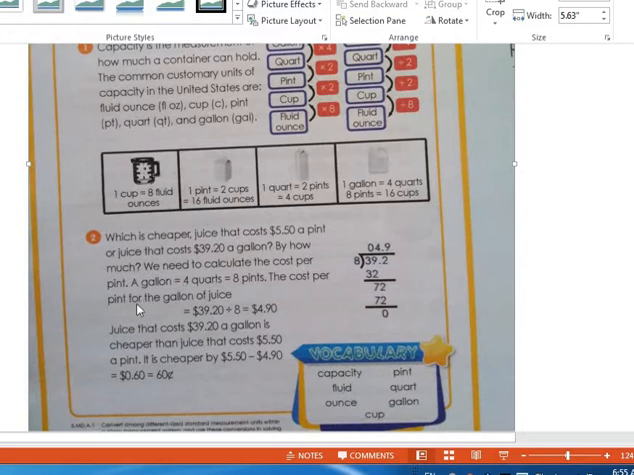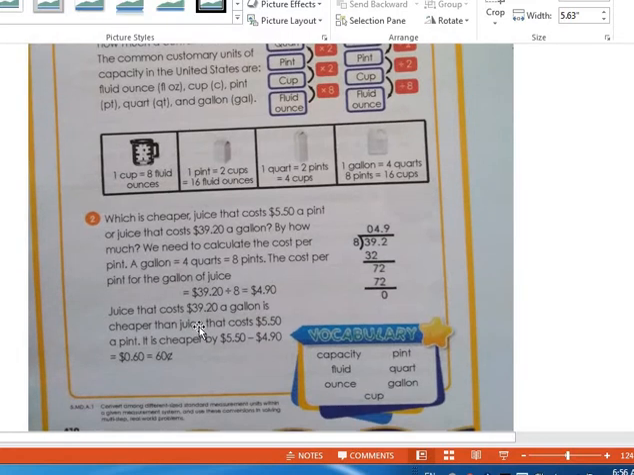So the cost per pint for the gallon of juice will be the cost of the whole gallon, $39.20, divided by the 8 pints, which gives me $4.90 per pint inside the same gallon. So if you compare the prices, the juice that costs $39.20 a gallon is cheaper than the juice that costs $5.50 for just 1 pint.